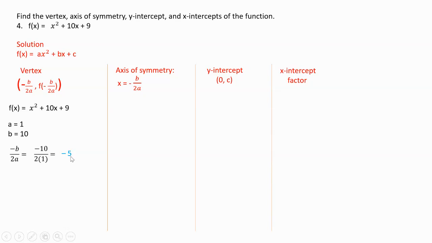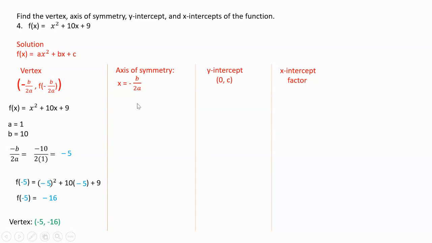Now for the y part, I'm going to plug the negative 5 back into the original. Or in other words, I'm going to be finding f of negative 5, which means I'm going to plug in negative 5 for every x in the function. That will give us 25 minus 50 plus 9. The answer will be negative 16. So this is my vertex, negative 5, negative 16.